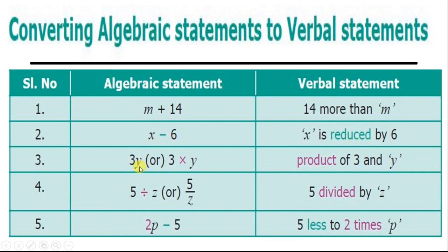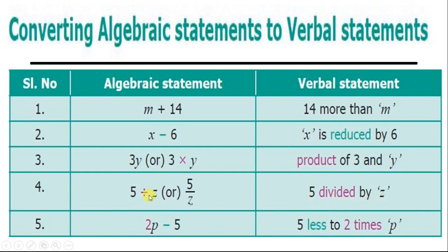We go for the third one. It is 3y, or 3 into y. We write this as the product of 3 and y. Next we go for the fourth statement here: 5 divided by z, or 5 by z. Just go by the statement itself. What we say aloud, we write as the verbal statement. So 5 is divided by z.